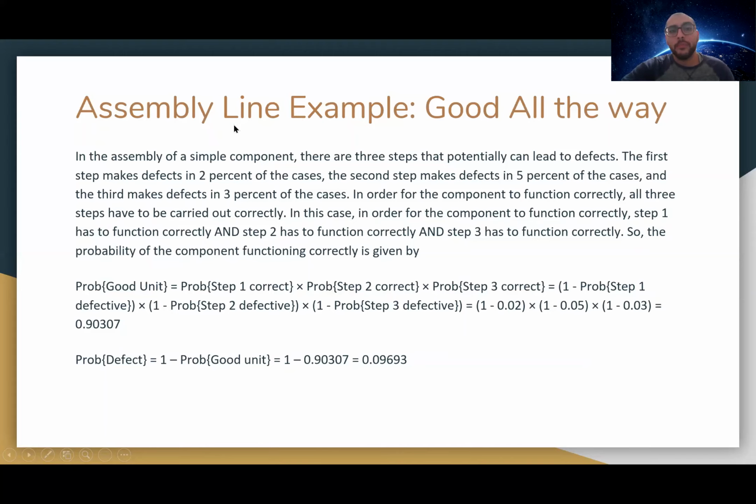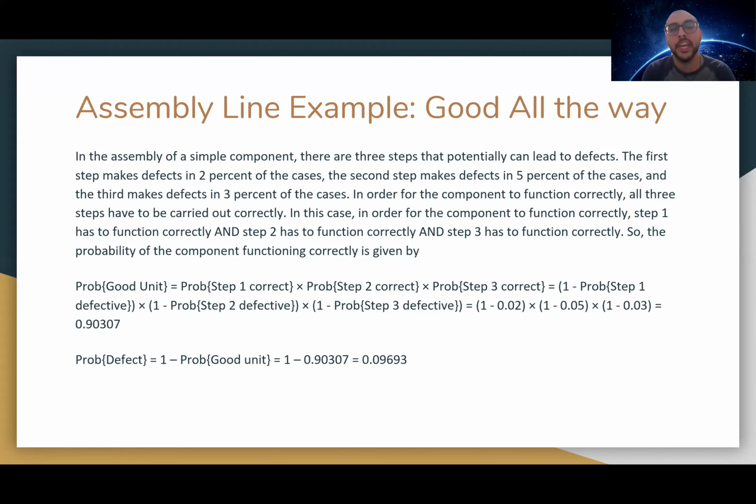So the first example is an assembly line example, and I like to call it good all the way. In this example, if we have an error or a defect in any of the steps during a process, the final outcome will be defective. And in order to have a good outcome, we have to have good outcomes in all steps. And this is basically like an assembly line.